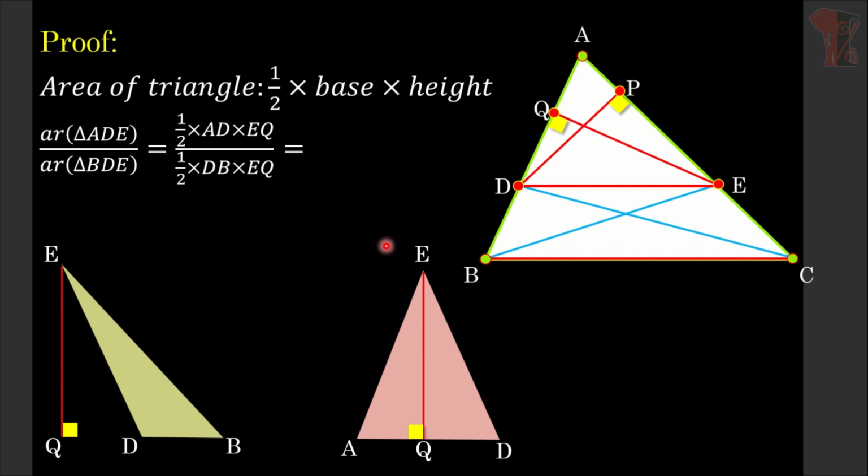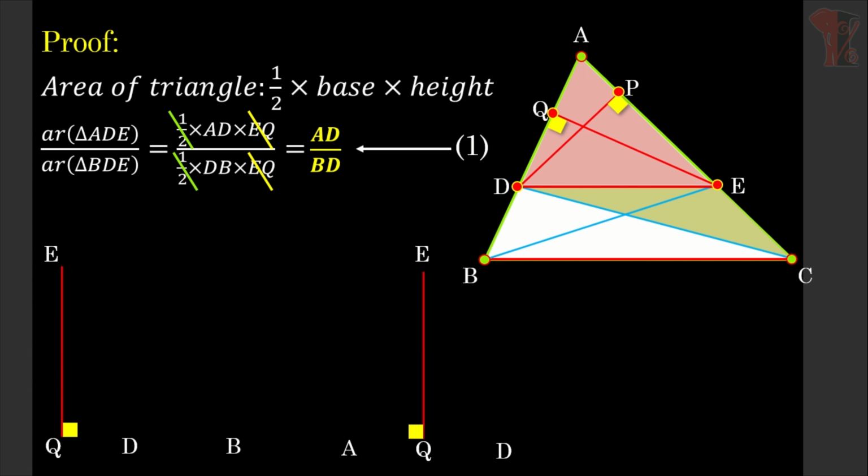So by that, what happens? You can cancel a few things here, right? Half and half we can cancel, and also EQ and EQ we can cancel. So what is left? We are going to get the ratio as AD by BD. Okay, so this is the left hand side that we have got.